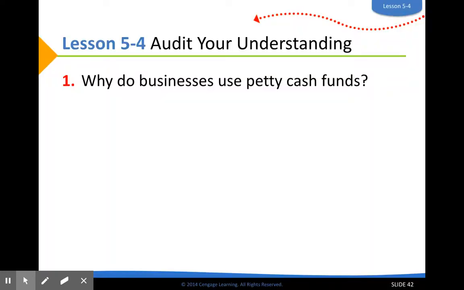So why do businesses use petty cash funds? Answer this question, answer question number 2. Pause the video and then check your answers before you move on to the work together.